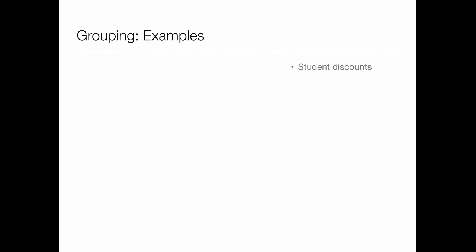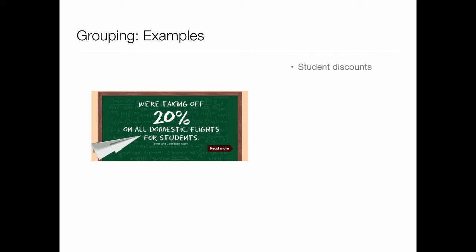What are some examples of grouping? One example that is quite prominent is student discounts. This is where some companies charge a lower price to consumers who are students. Why? Because they are the more price elastic or price sensitive consumers relative to the rest of the population.